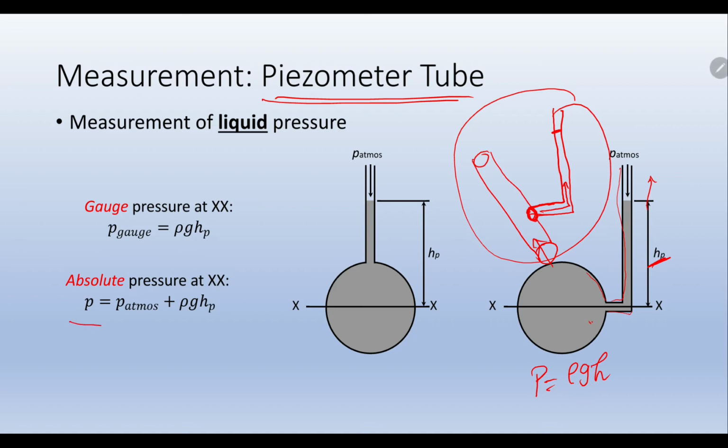Again, they're saying that absolute pressure is atmospheric pressure plus the gauge pressure.